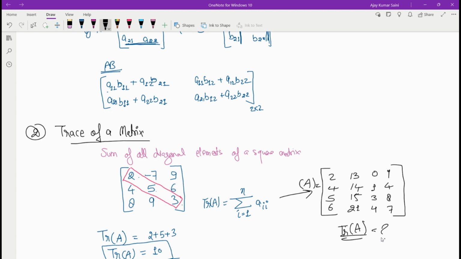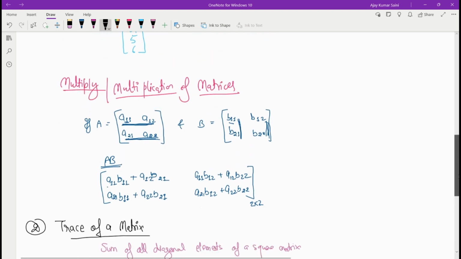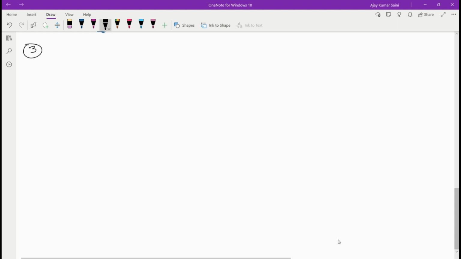Don't think that it is very hard to solve. Okay, so now we cover the next topic, transpose of the matrix. So what does transpose mean? First I give a simple definition, and after that the transpose of a matrix. It is very easy.